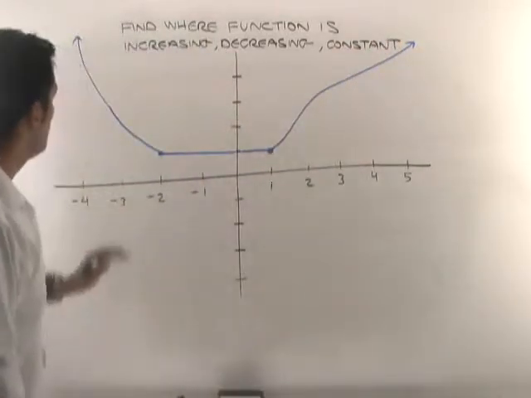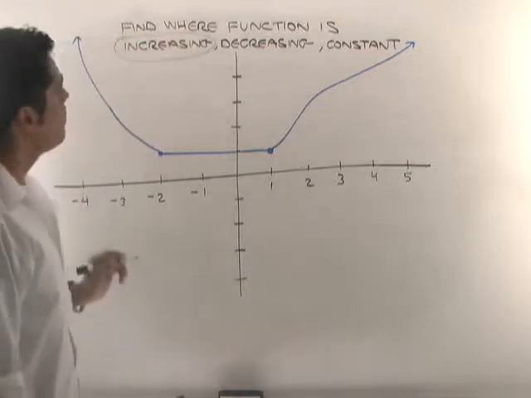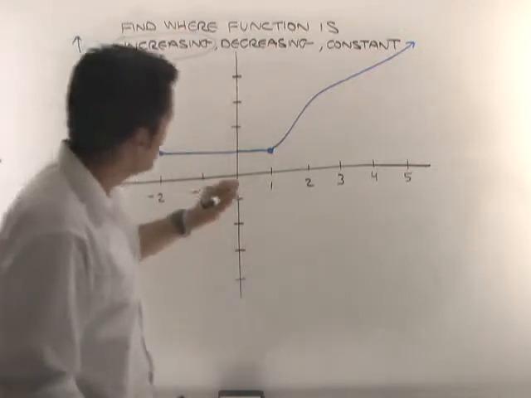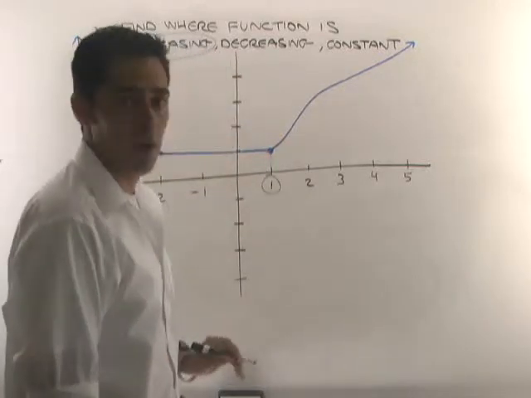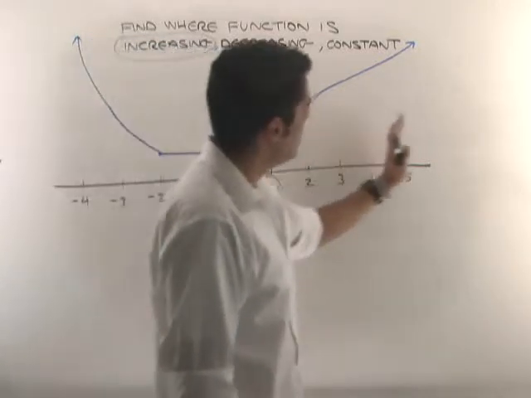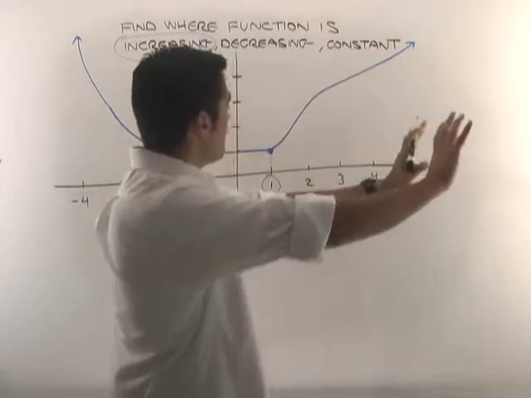So what we're going to do to figure out where it's increasing, we'll do increasing first. The increasing part of the function is where we're going up, and you can see that that happens when your x value is at 1. And actually it continues to increase. Since there's an arrow here at the end, we can assume that it continues to increase forever.